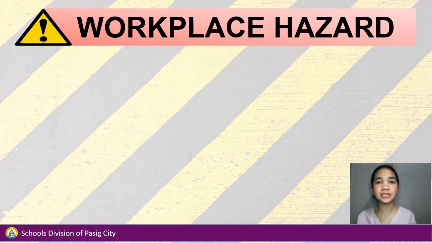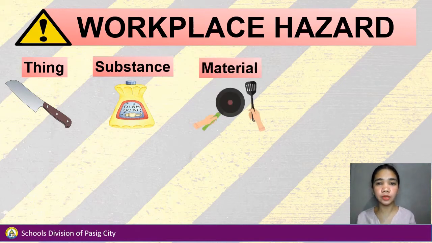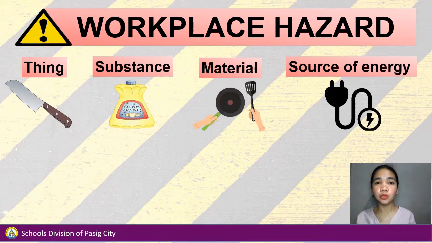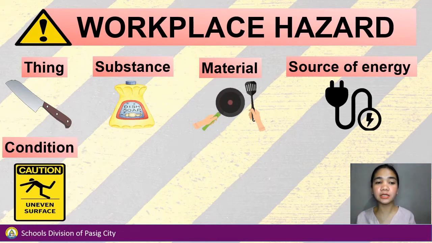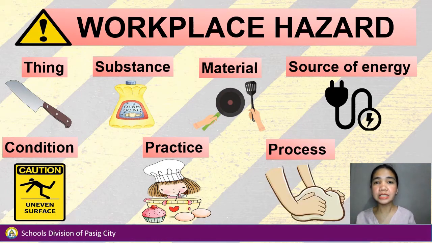A workplace hazard can be a thing like knife, a substance like phosphate found in dishwashing liquids, or a material like Teflon that when preheated or while cooking releases fumes that we can inhale. A source of energy like electricity, a condition like an uneven floor, even a practice like baking, or a process like kneading of dough.